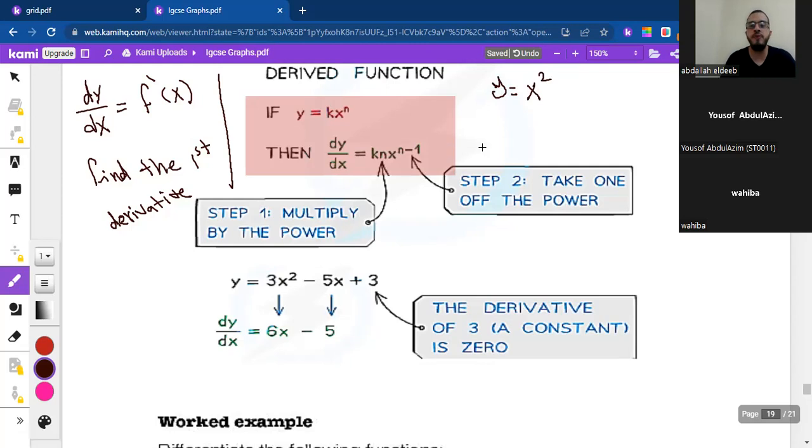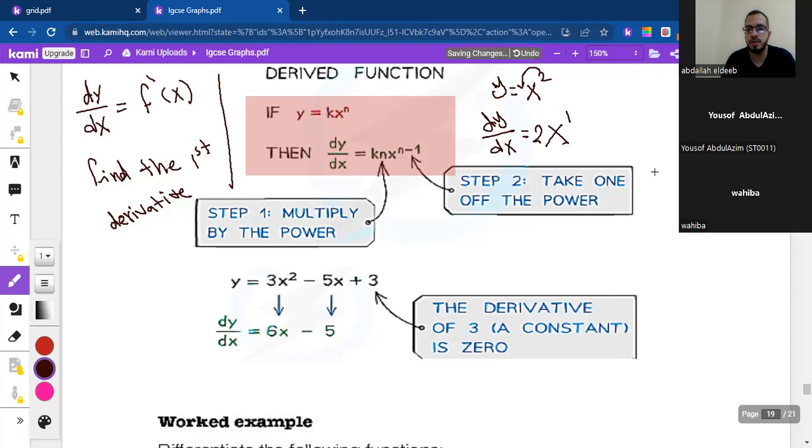Okay, just easy. For example, if you have y equals x to the power 2, and we'd like to find dy by dx. What should I do? First, put 2 down here. Then 2x. Then subtract 1 from 2. 2 minus 1 is 1. So it's 2x.